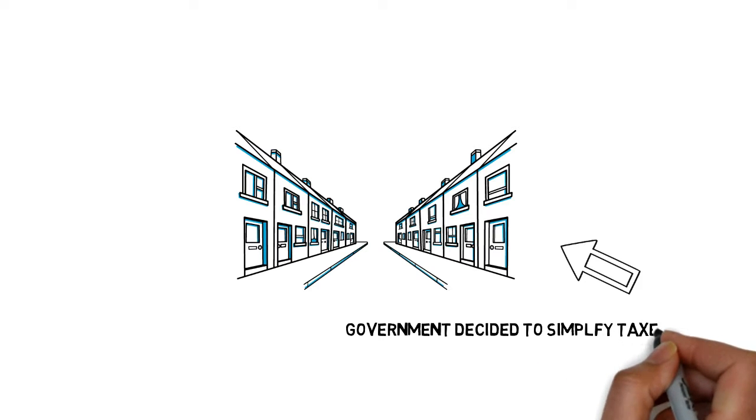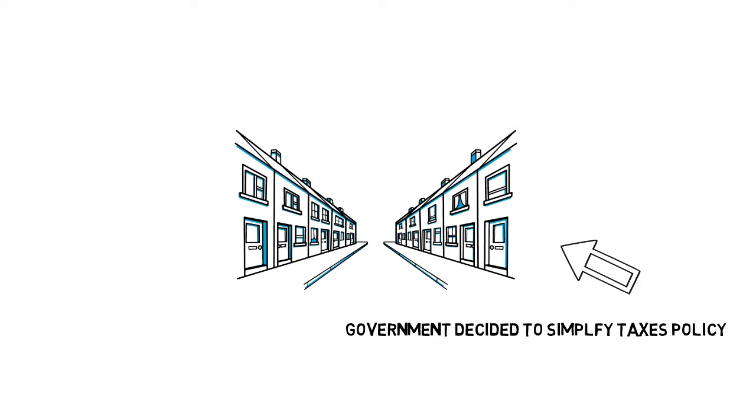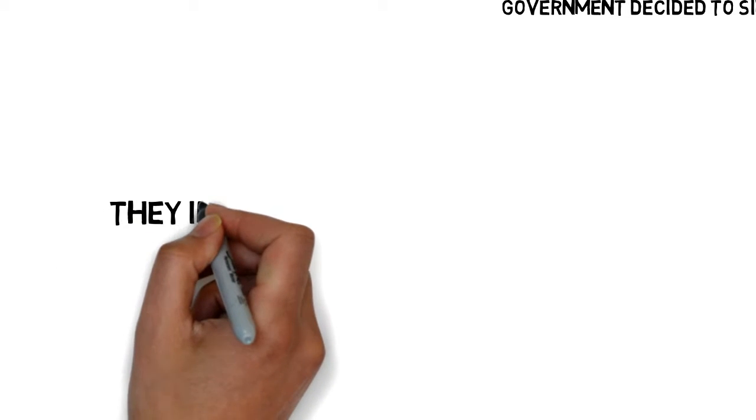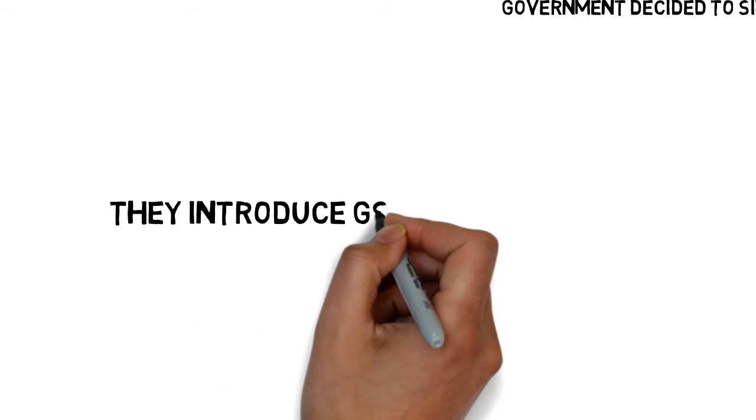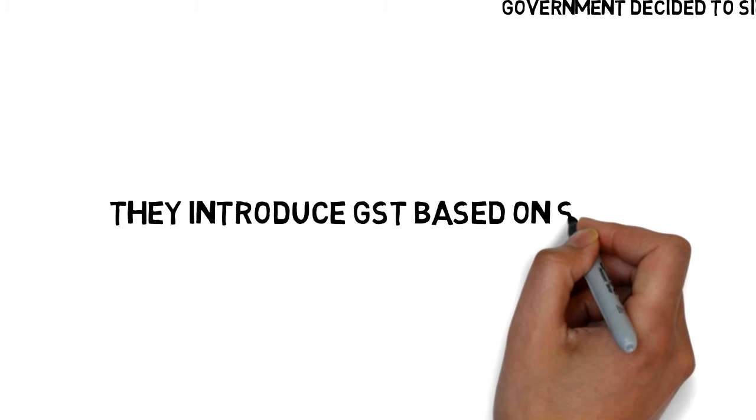So the government tried to simplify the tax policy, so that it would help the Make in India plan, and different types of investors would come to India and invest. There are different types of slabs.